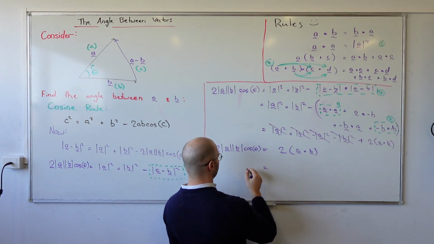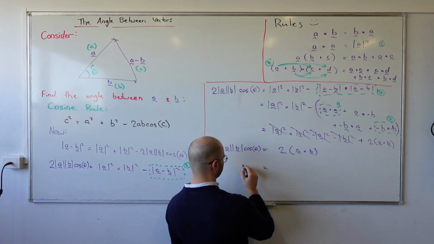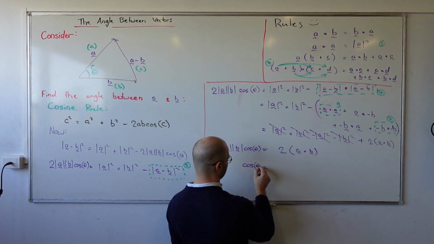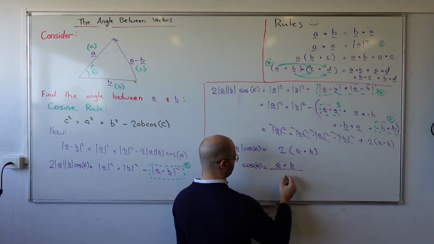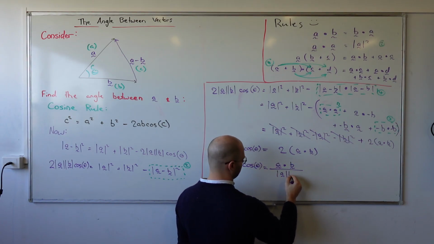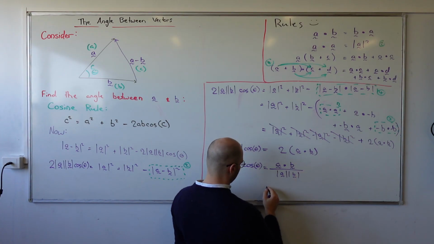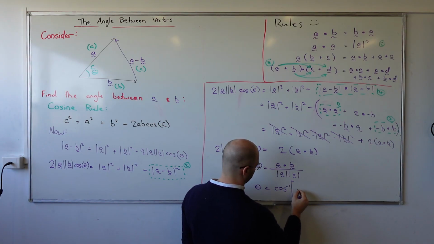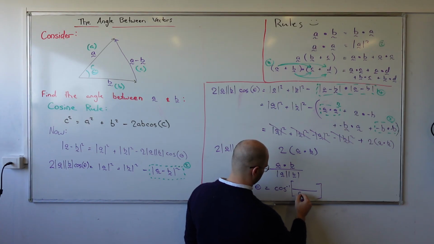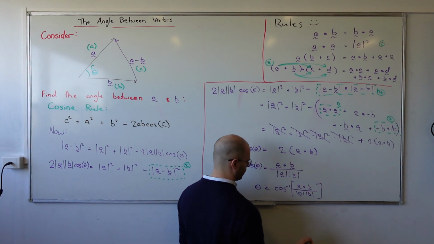Bringing this over here, we divide both sides by AB. So we're going to get cos theta is equal to A dot B, the 2's cancel, over AB. Hence, the angle of interest is going to be the inverse cosine of that, as shown.